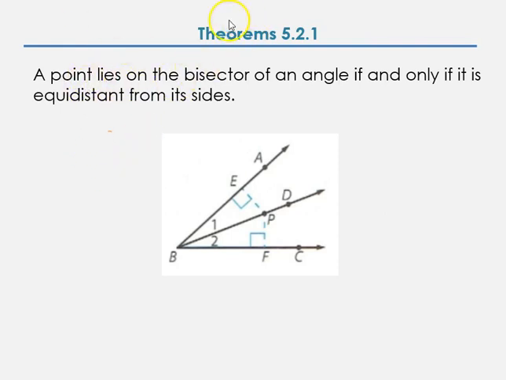Theorem 5.2.1: a point lies on the bisector of an angle if and only if it is equidistant from its sides. So, same drawing that we just saw, and they're basically stating that EP must be congruent to FP for a point to actually be on this bisector. And point P can be anywhere along BD for this to be true.